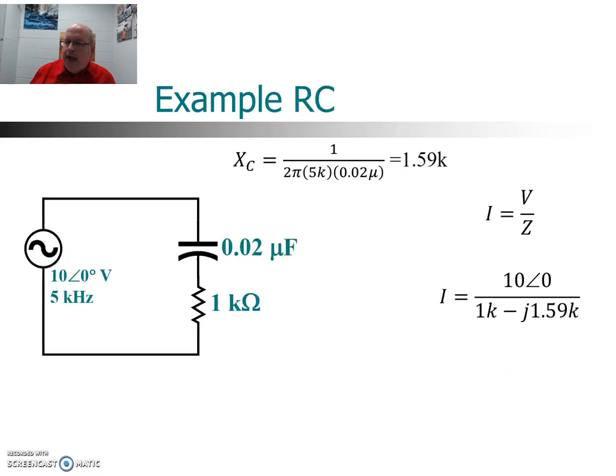What happens if we combine, as an example, a resistor and a capacitor? Well, now it gets interesting because now the Z has two parts. First of all, the XC, which we found previously, 1.59 kiloohms. And now we also have the resistance. So our denominator for Z is the resistance minus J XC. So 1K minus J 1.59K. And now our current is 5.32 milliamps, an angle of 57.8.